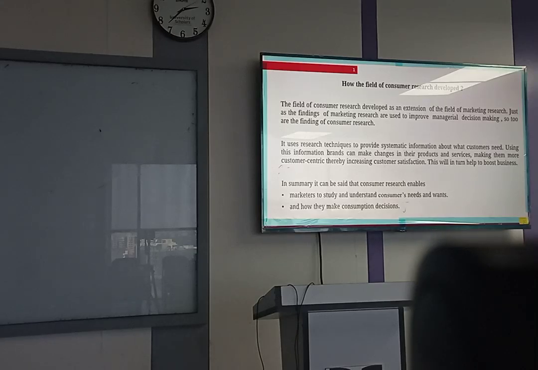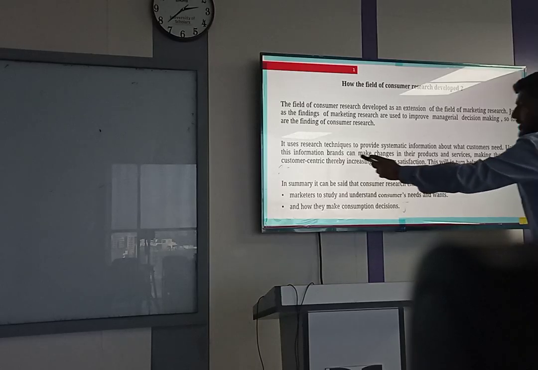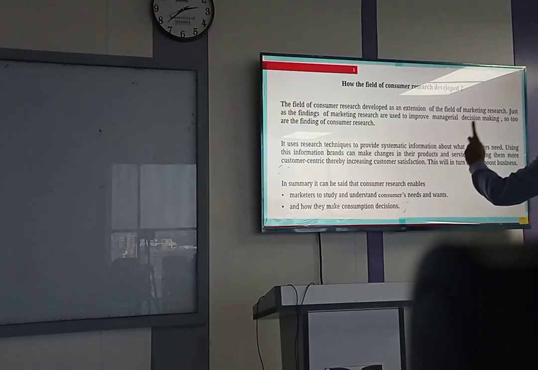What consumers need. What is their need? What is the objective? Using this information, brands can make changes in their products. Like now, I use a mobile of 10,000 taka. The thing is, as an example, the maximum of students in this class can afford a mobile of 1 lakh taka. So here we see, using this information, brands can make changes in their products.